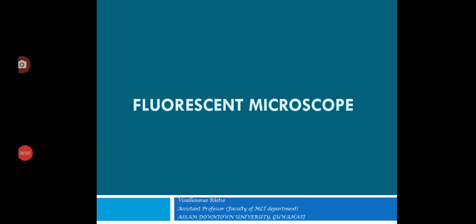Hello everyone, in this video I'll be explaining the introduction of the fluorescent microscope. This fluorescent microscope is an optical microscope that uses fluorescence and phosphorescence instead of or in addition to scattering, reflection and attenuation or absorption to study the properties of organic or inorganic substances.